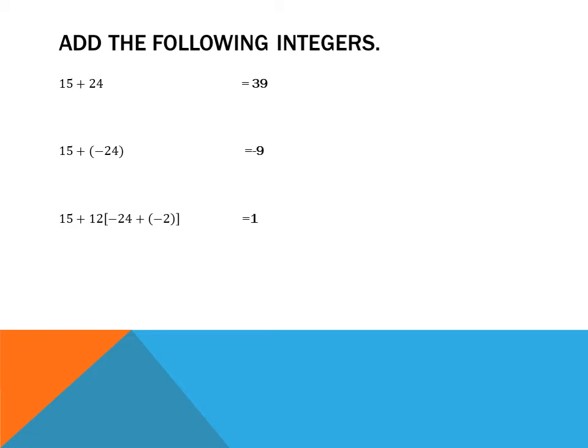Another example, 15 plus 12 times the quantity of negative 24 plus negative 2 is equal to 1. First, just solve negative 24 plus negative 2. The answer is negative 26. Then 15 plus 12, we have 27. So you may subtract 26 from it. So the answer is 1.